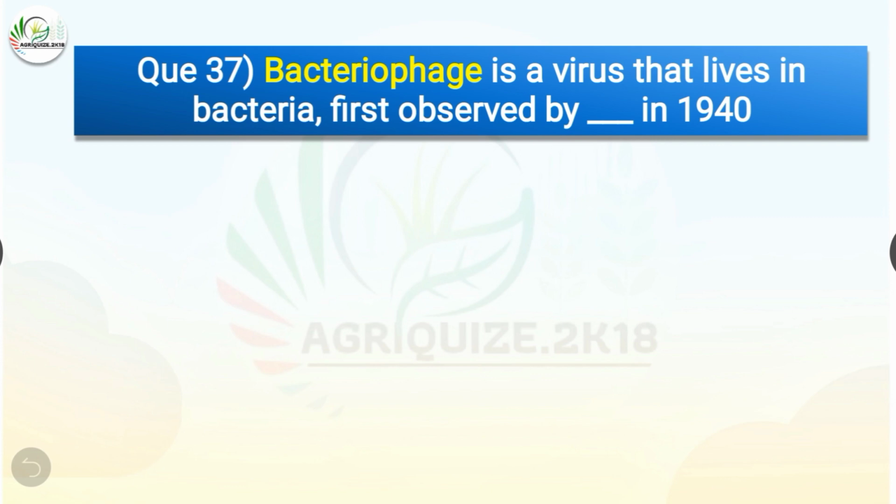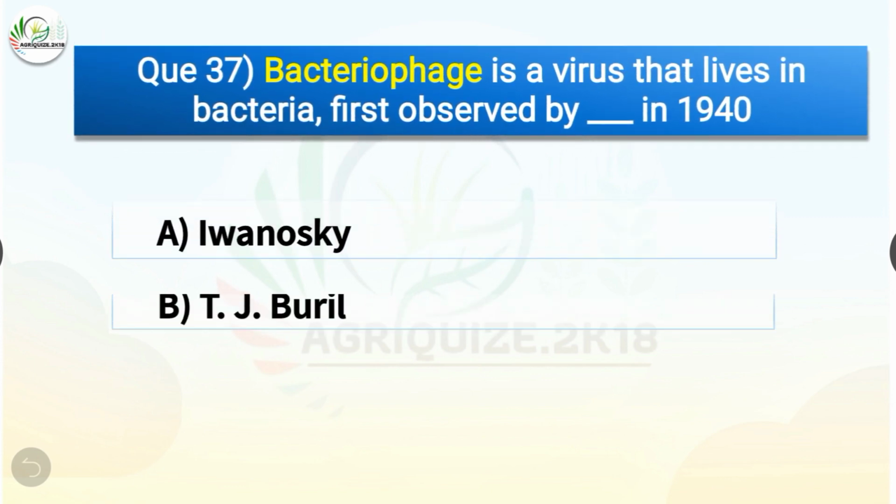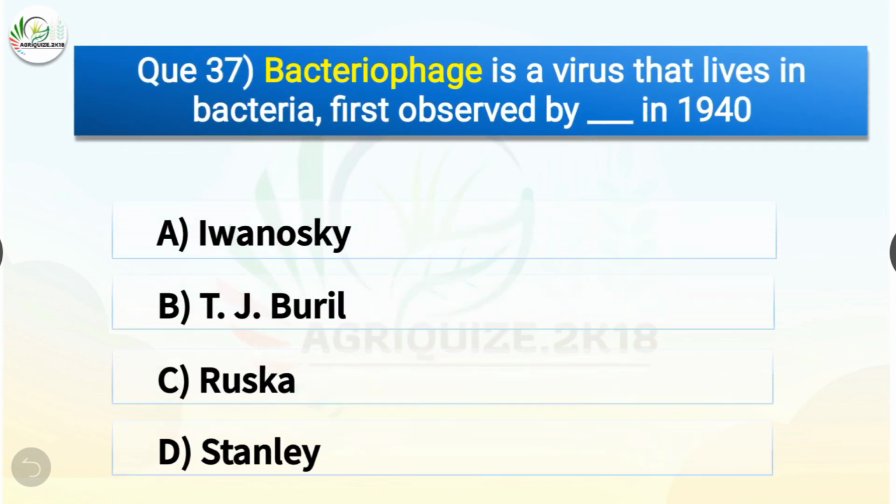Question number 37. Bacteriophage is a virus that lives in bacteria, first observed by dash in the year 1940. The options are Ivanovsky, T.J. Burrell, Ruska or Stanley. The correct answer is option C, Ruska.